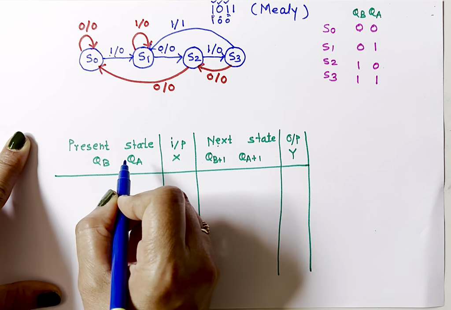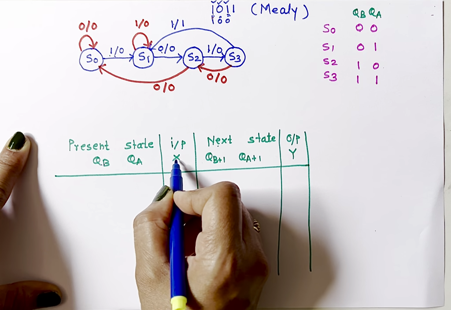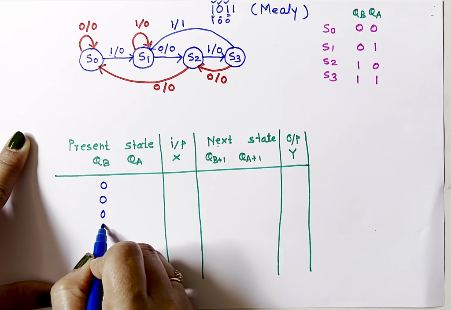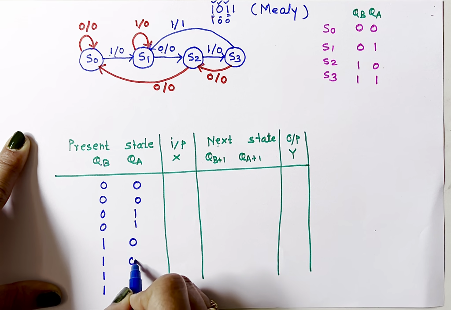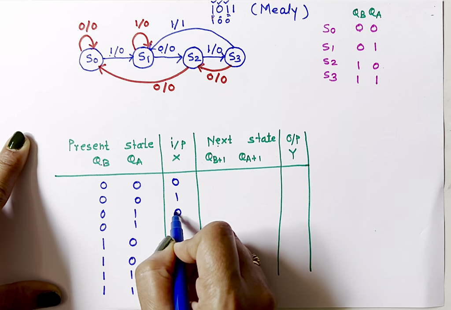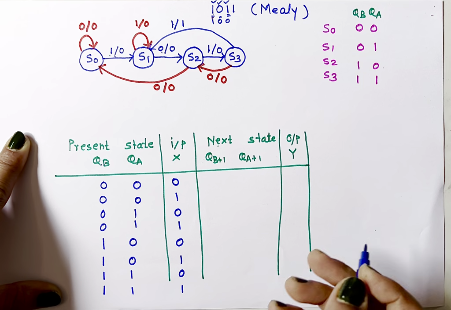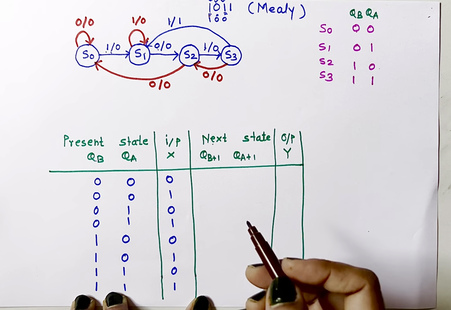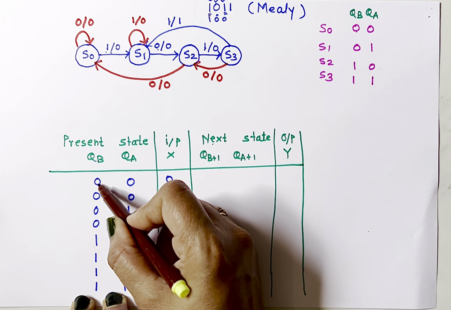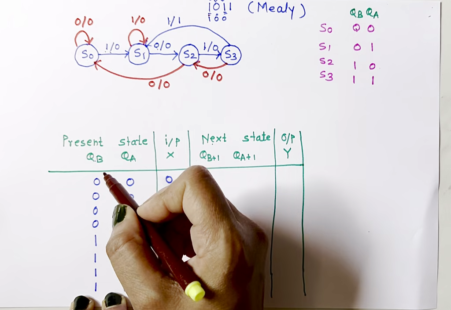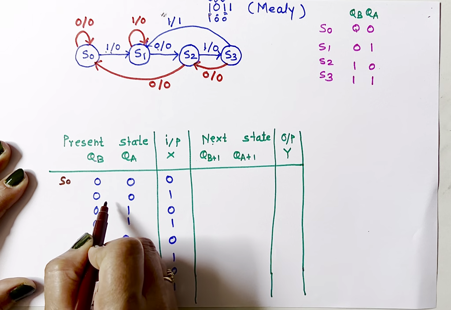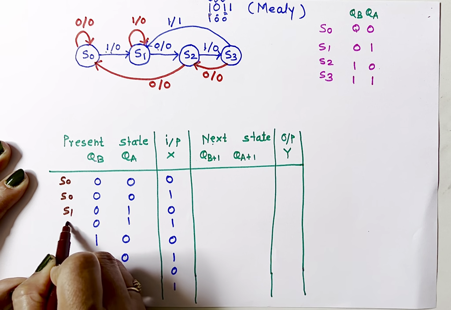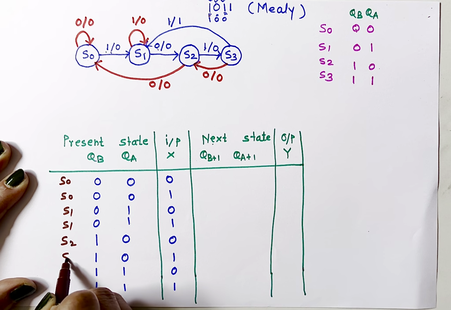So here I have a total of 3 variables, QB, QA and X. So here I'll write the truth table as 4 times 0, then 4 times 1, and for the next columns 0, 0, 1, 1, 0, 0, 1, 1, and 0, 1, 0, 1, 0, 1, 0, 1, because I have 3 variables. Now see. Present state is 00. 00 means S0. So for understanding, I'll write here S0, S0, S1, S1, S2, S2, S3, and here also S3.